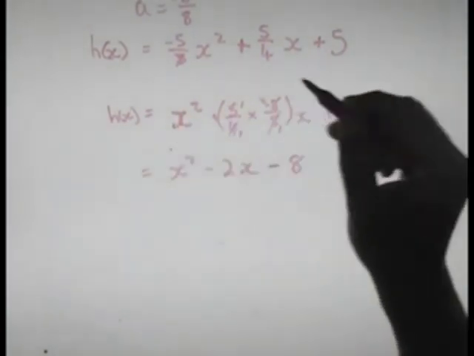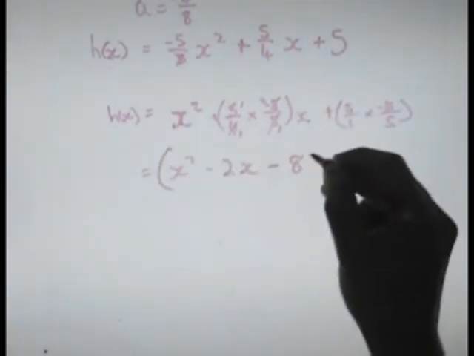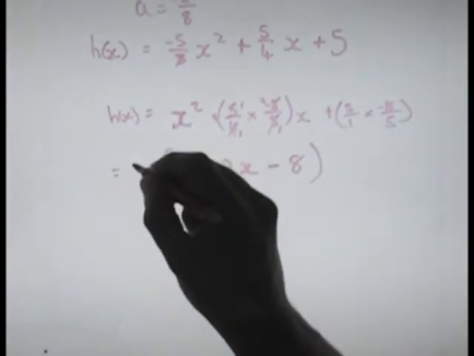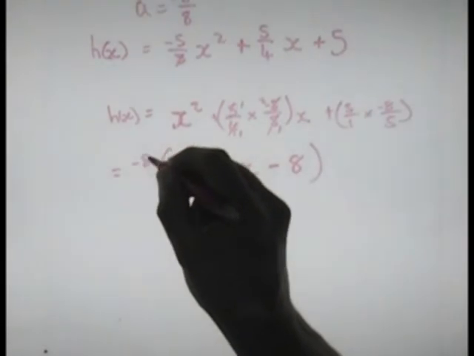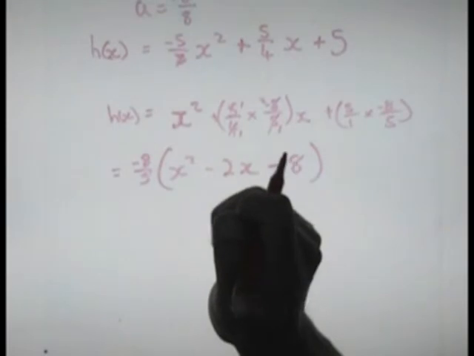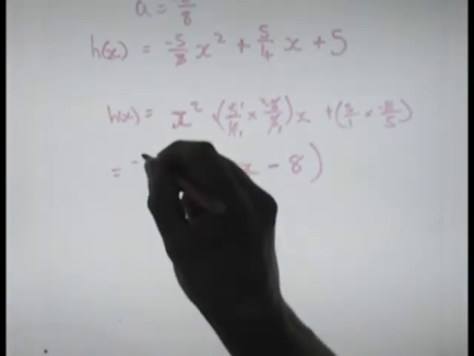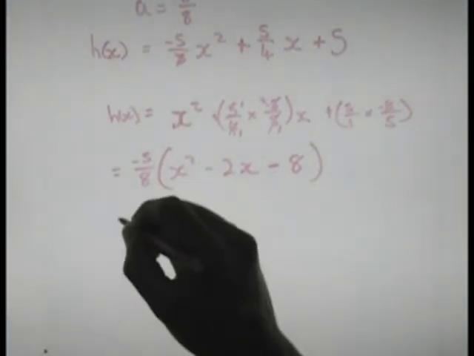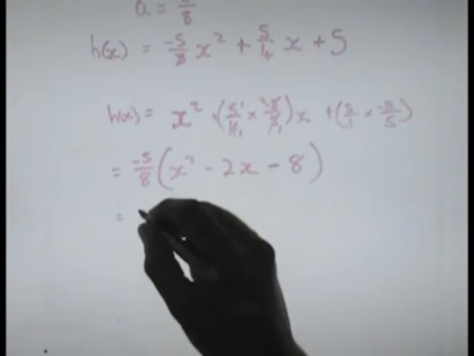The problem though is because it's not equal to anything, I'm going to have to keep that on the outside. Sorry, the other way around, minus 5 over 8. So that stays on the outside. That is our a value. Now I'm going to complete the square in the bracket.